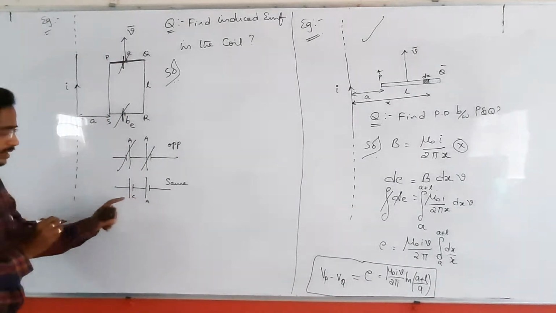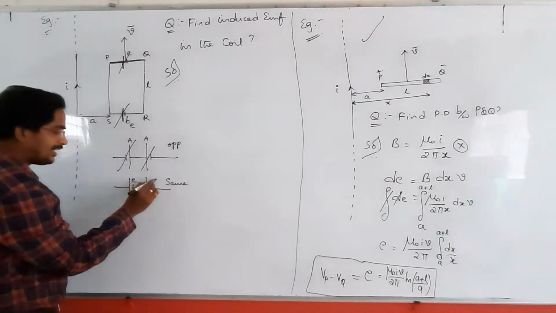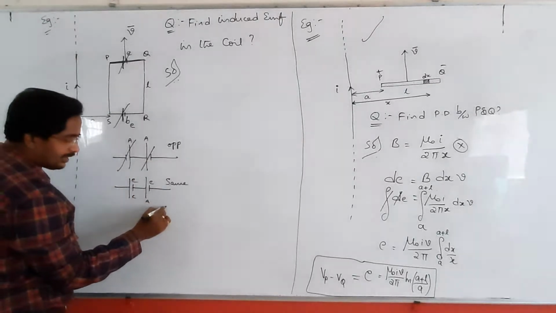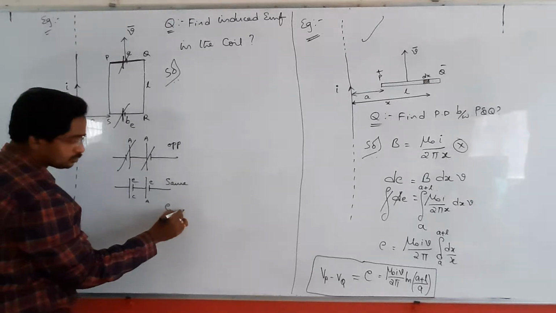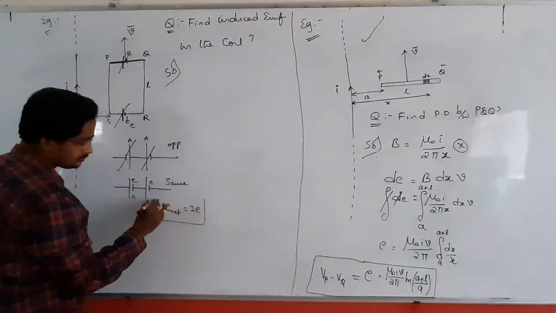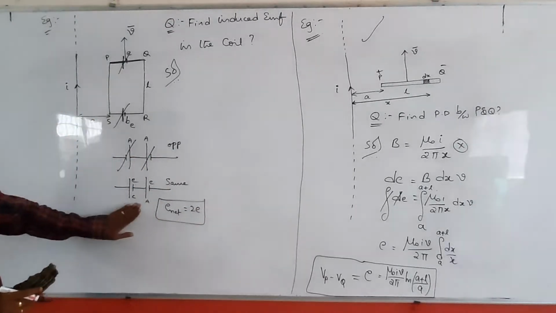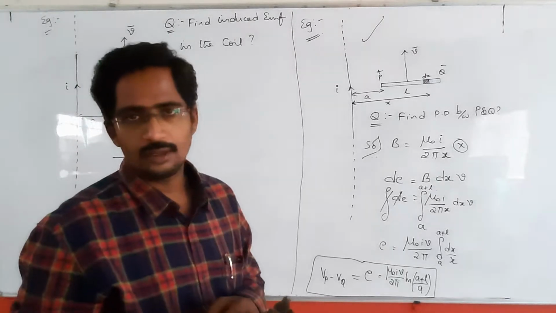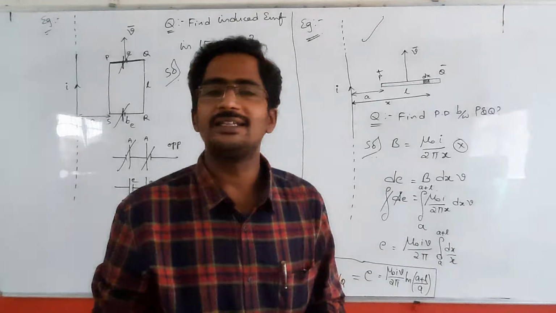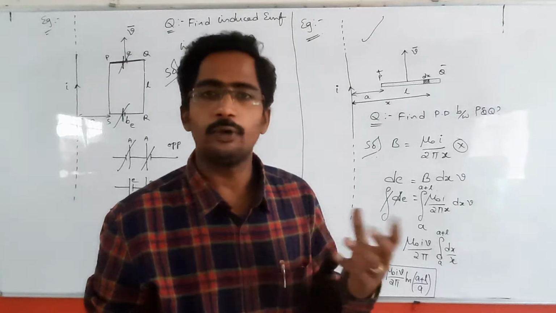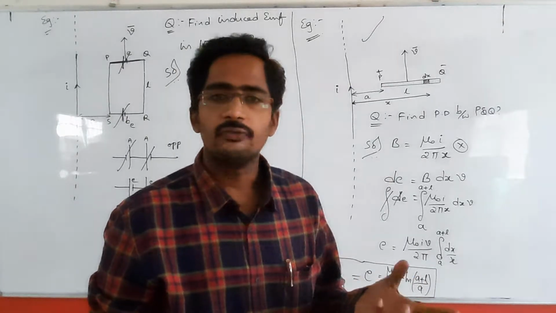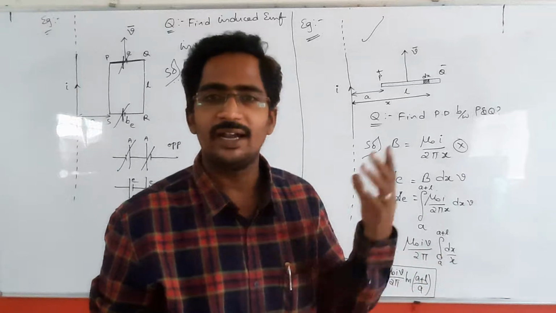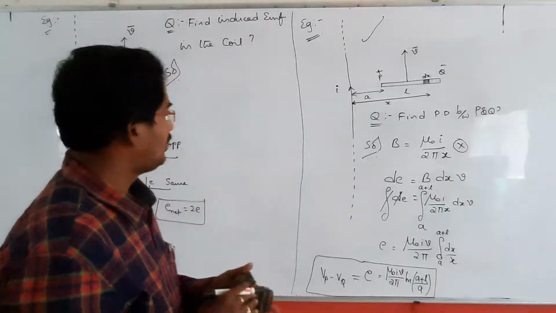But here the net EMF, if it is E and E in the same direction, is 2E. When they are in the same direction, the net EMF value doubles. For example, with 3 cells it triples, with 4 cells four times, with 5 cells five times, like this.